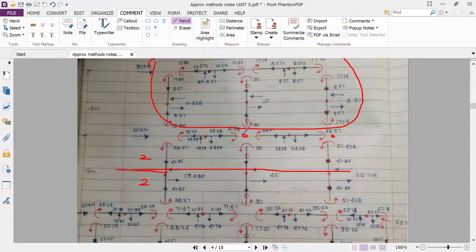Always remember very carefully in this particular type of numerical that at any joint, whether it may be an intermediate joint or an exterior joint, the summation of the moments that form at the joint must be equal to 0.